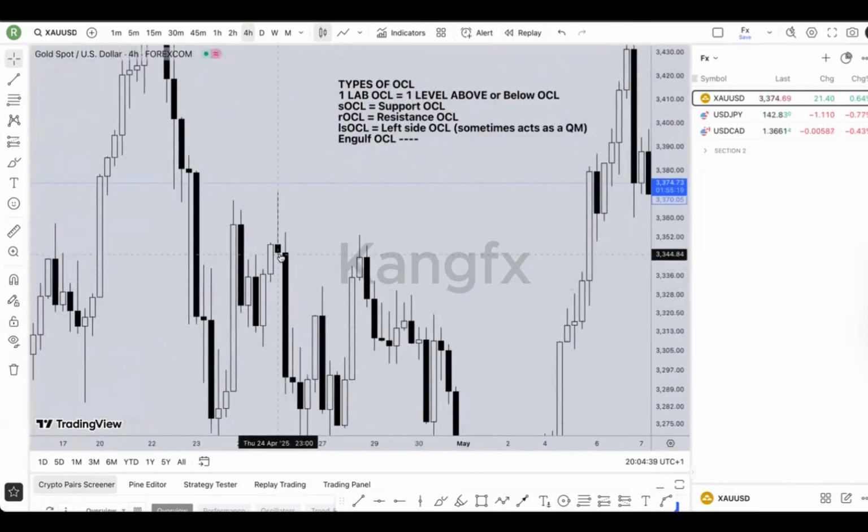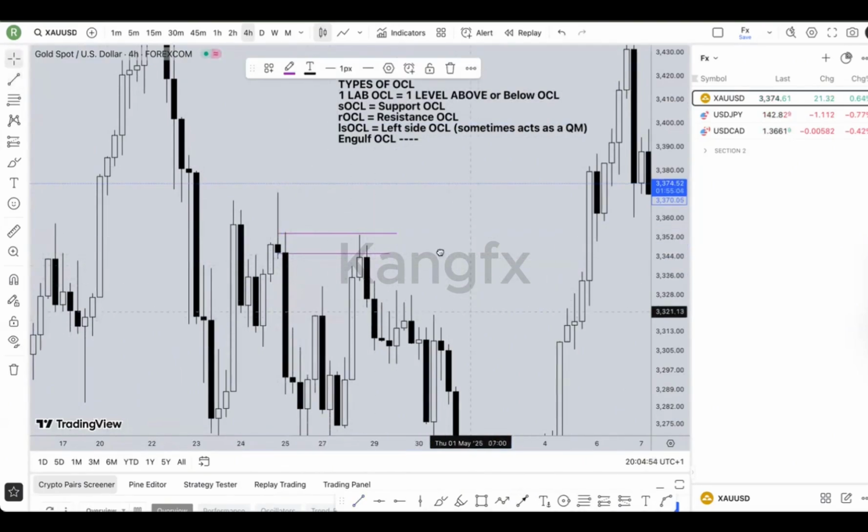This is a resistance OCL. You see, the one the market used when the market came back here was this resistance OCL. Let's look at it. Let's see if it was the one. Yeah, it was the one. See, it did not go above here. So this was the resistance OCL the market used.